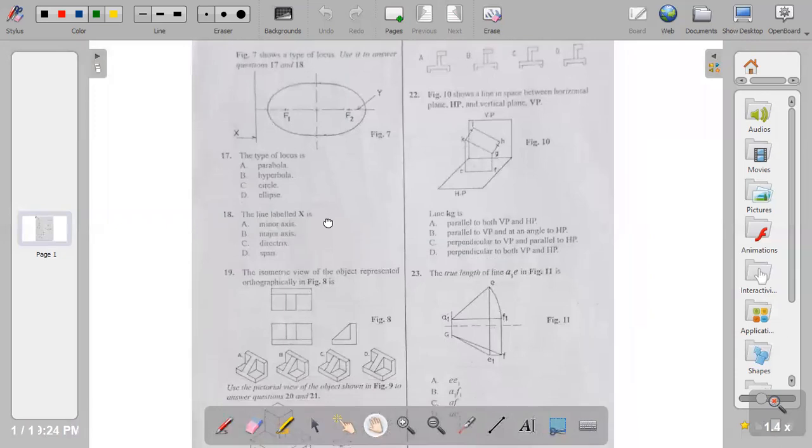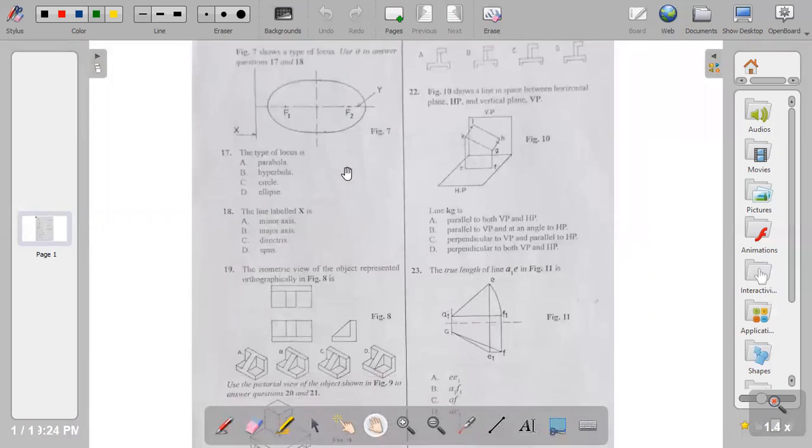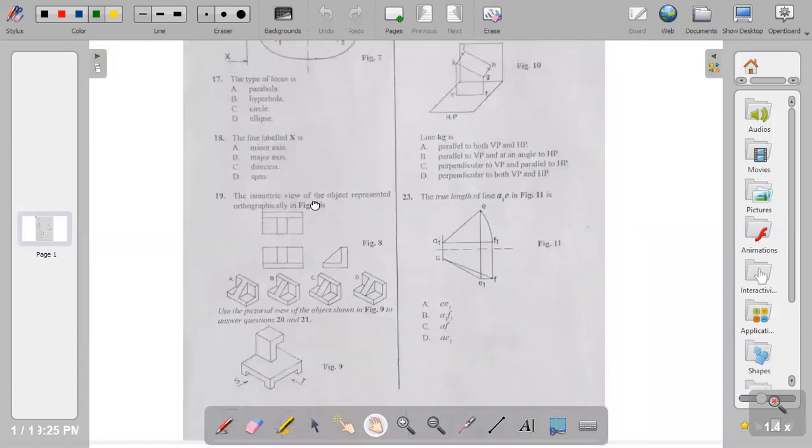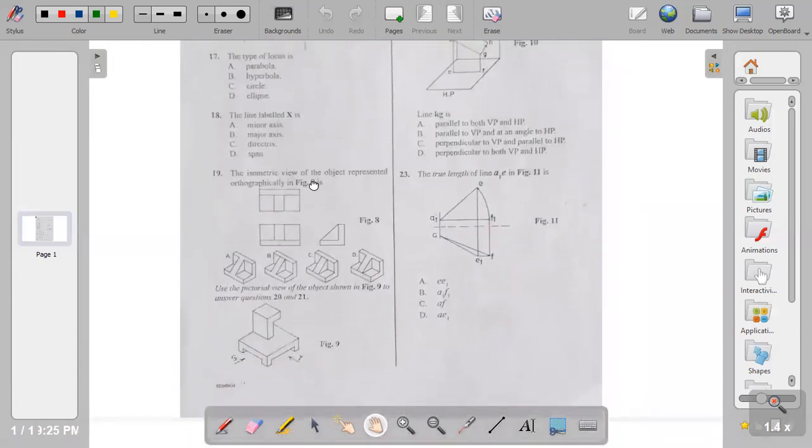The type of locus is a parabola, hyperbola, circle, ellipse. This is the ellipse bifoci method. So the answer is D, 17D. The line labeled X is minor axis, major axis, directrix, span. The line labeled X is called the directrix. So 18 is C. Then we'll move on quickly to question 19.